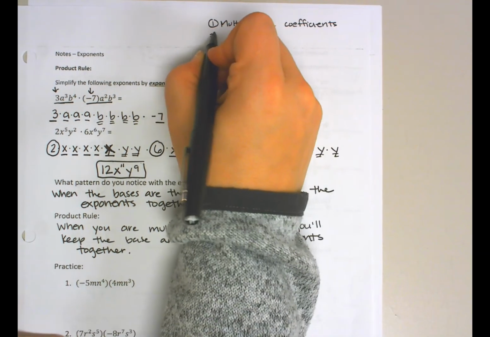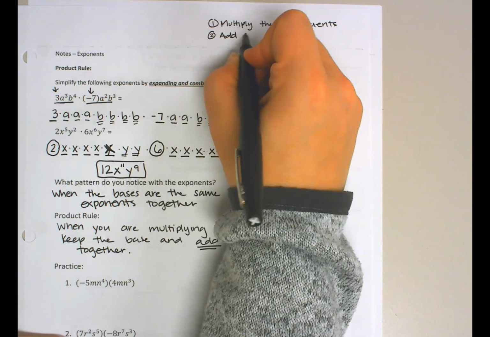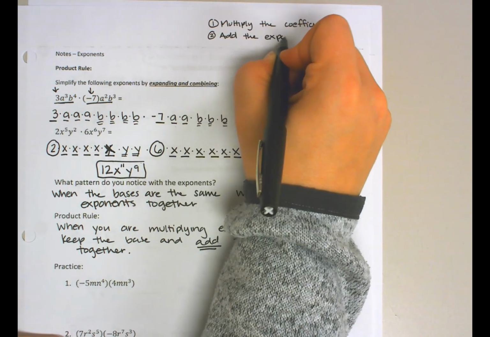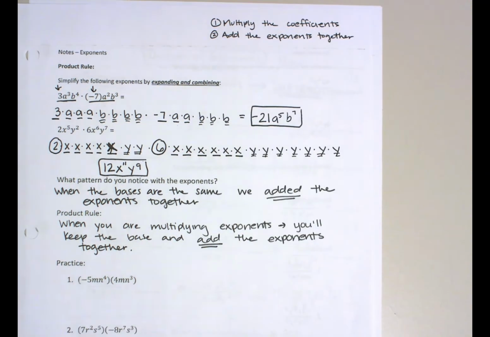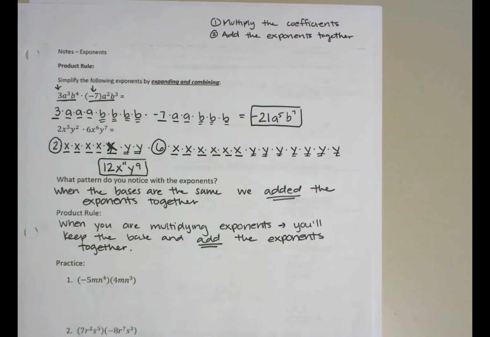Then I'm going to add the exponents together. So the big numbers in the front, we always multiply together, and then the rest of them, we add those exponents. The little numbers we're going to add together. So let's look at some examples.